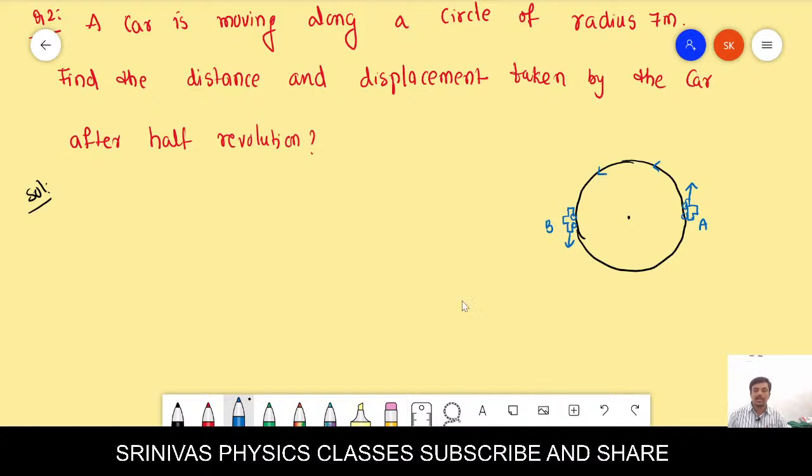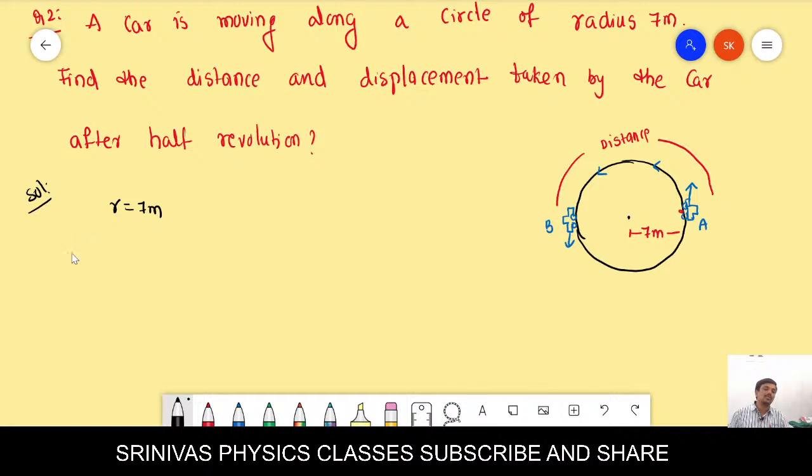The question is, what is the distance? Distance means the length of the actual path. Actually, the car travels along the circular path. Half revolution it completed, which means it moves from A to B. The radius they gave us is 7 meters. Let us go for the solution.